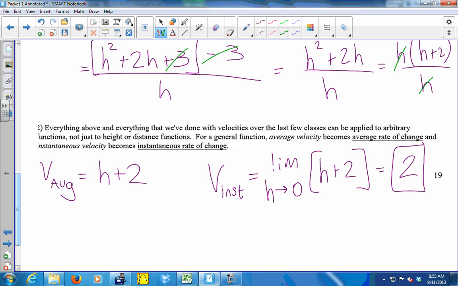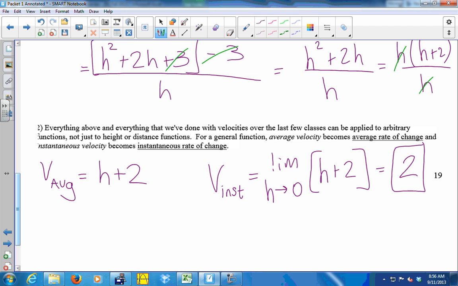So that's how you calculate an instantaneous velocity algebraically. You calculate an average velocity, and then you take the limit as the time interval h approaches 0. So everything that we've done so far with velocities over the past few classes can be applied also to arbitrary functions, not just height or distance functions. So it doesn't have to be just distance and time.